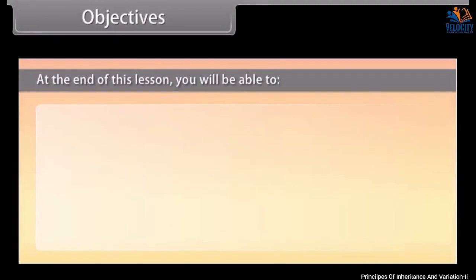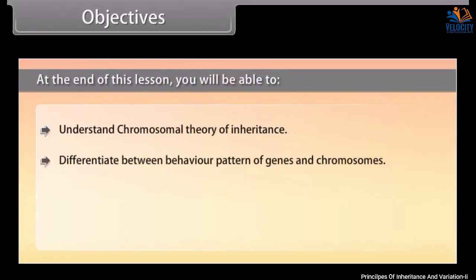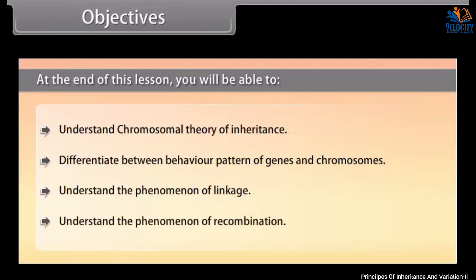Objectives. At the end of this lesson, you will be able to understand the chromosomal theory of inheritance, differentiate between the behavior pattern of genes and chromosomes, understand the phenomenon of linkage, and understand the phenomenon of recombination.